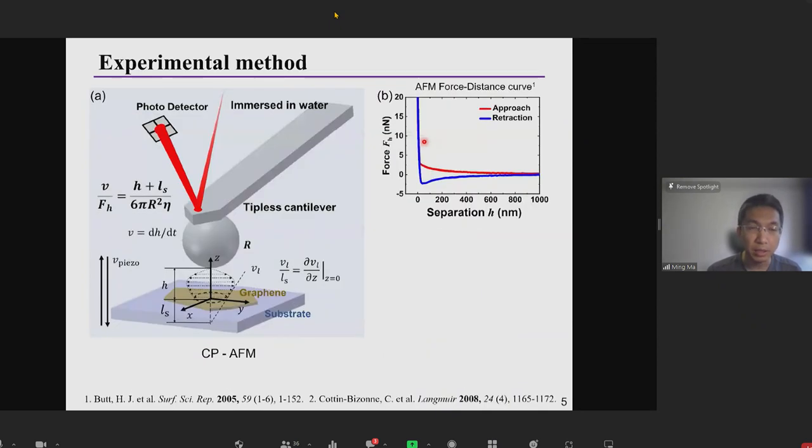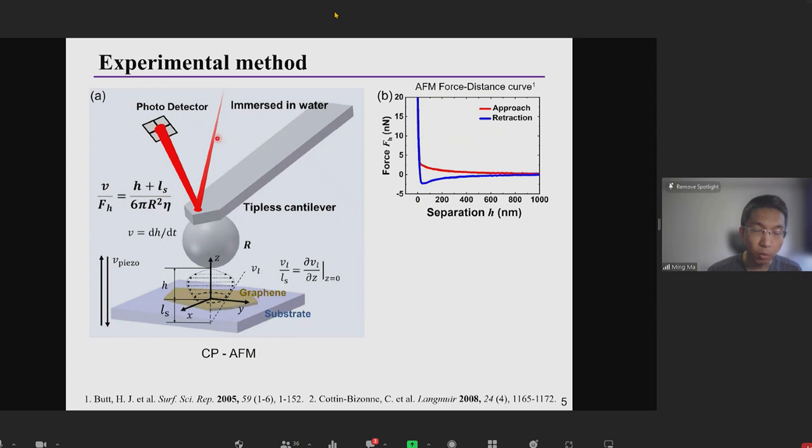And to this end, we started our own experiment. So the method we use is a very traditional one. It's called colloid probe AFM. And figure A is the schematic of the system. So we have an AFM tip with a microsphere attached on the tip. And the whole system is immersed in the liquid. And then there is a substrate and there is a few-layer graphene.